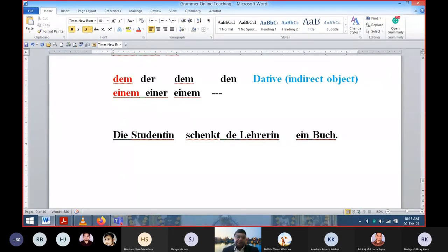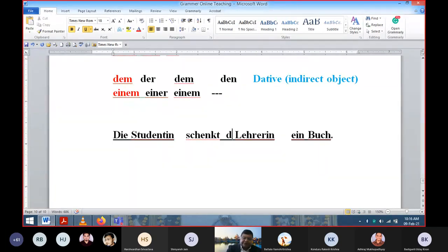Now you see, die Studentin schenkt der Lehrerin ein Buch, means the girl student is presenting a book to the lady teacher. Both the nouns have become feminine. Suppose the lady teacher is presenting a book to the girl student, then what will be the changes with the article form?